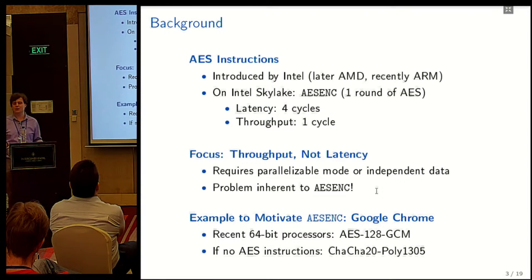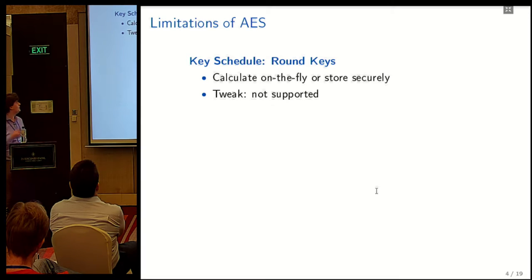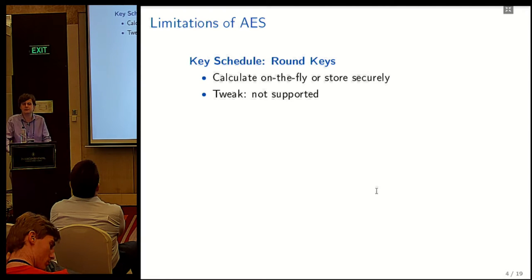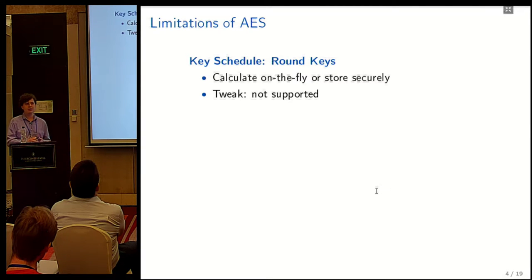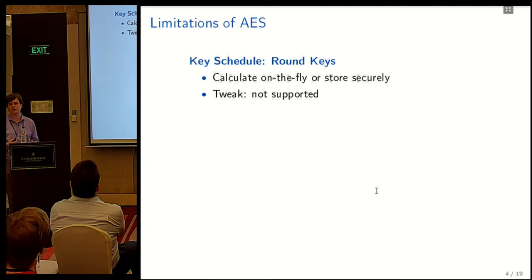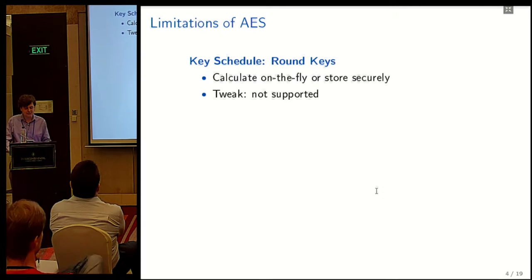But actually, AES cannot do everything. So let me discuss a bit the limitations of AES, and then it will become clear what we will develop in this presentation. For AES, one big problem is that you need a key schedule, and the key schedule of AES is quite complex. So this means that you have two choices. Either you compute the round keys of AES on the fly, but that means that you need to store them in RAM and that it becomes heavier to change the key to another key, because you need to redo this computation. You also need to store those round keys securely.